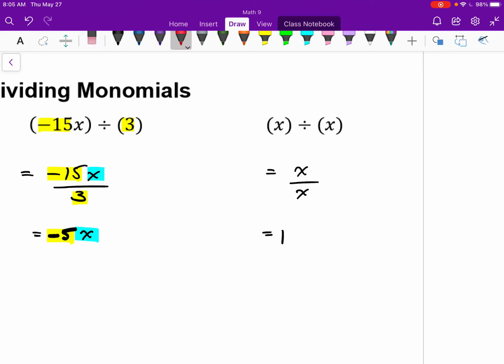When we see something like this, we tend to just cross them out and put little ones here, just to remind us that all of that's the same as just 1 whole. As long as x is any number but 0, that's going to equal 1. And 1 is a pretty simple number.